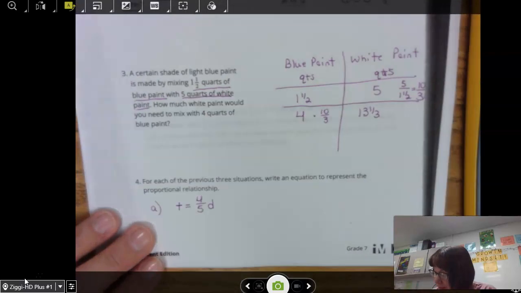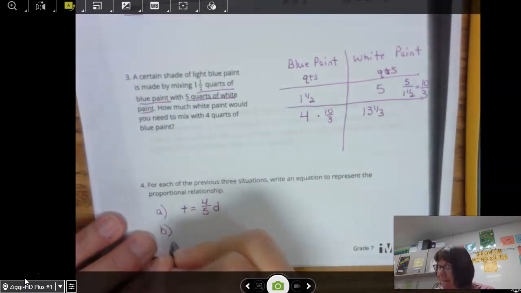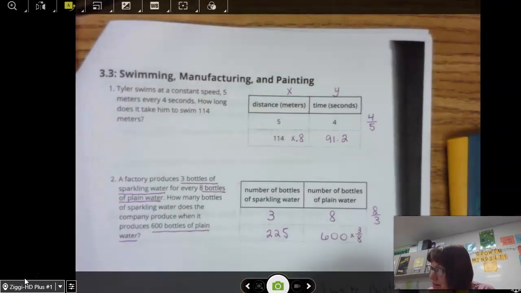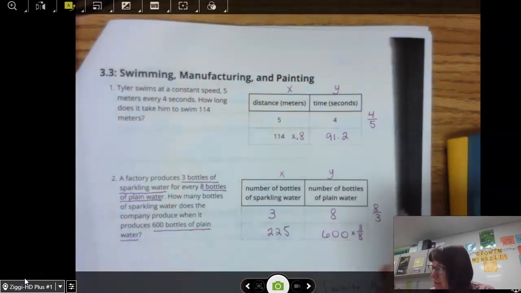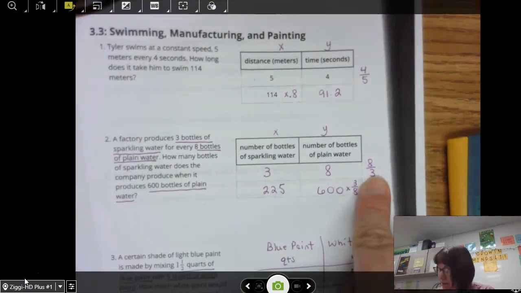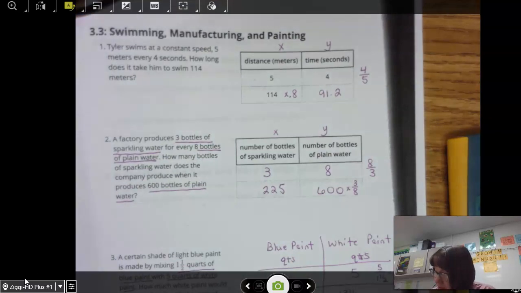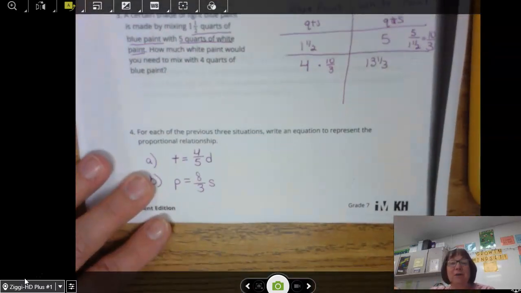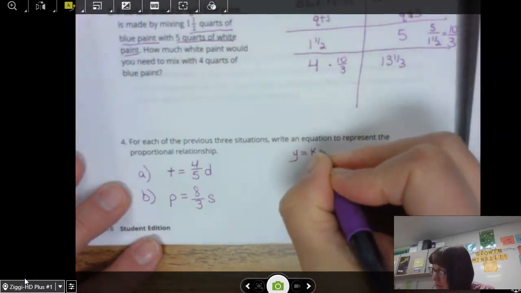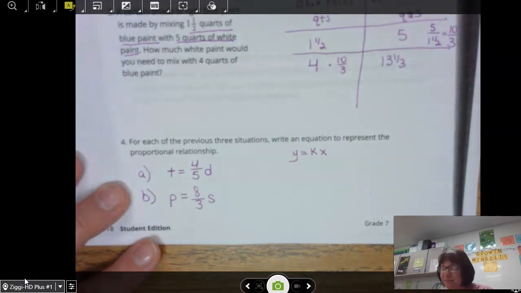Okay, on B, let's look back at B. Here's our x, here's our y. Y was the plain water. So plain water equals, what was our constant? 8/3. 8/3 times the sparkling water. Y equals kx. Remember that? A proportional relationship can always be written in that format.